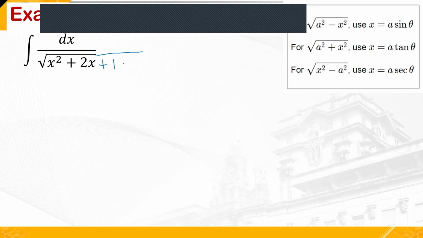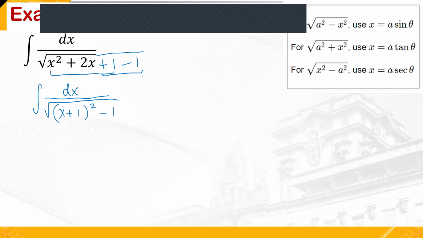But if we do that, kailangan mag-minus din tayo of the same number that we added para it's like we're just adding 0. Now, this part is equal to x plus 1 quantity square. So, it will be equal now to dx over the square root of the quantity x plus 1, squared, minus 1. Ayan. So, bali lalabas po nito, meron tayong u. Ayan, ang u natin is the x plus 1. Pero ito pa rin yung magiging identified natin na a squared.